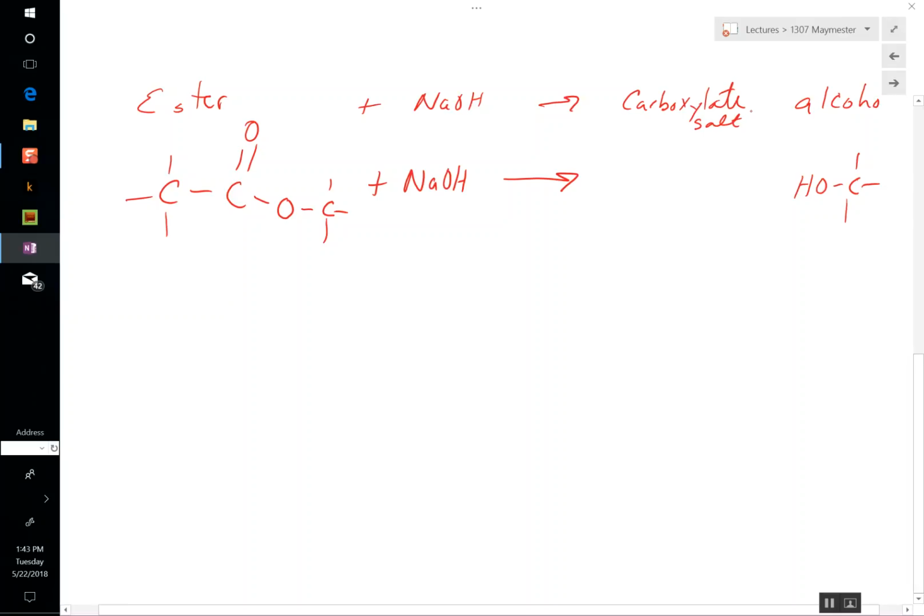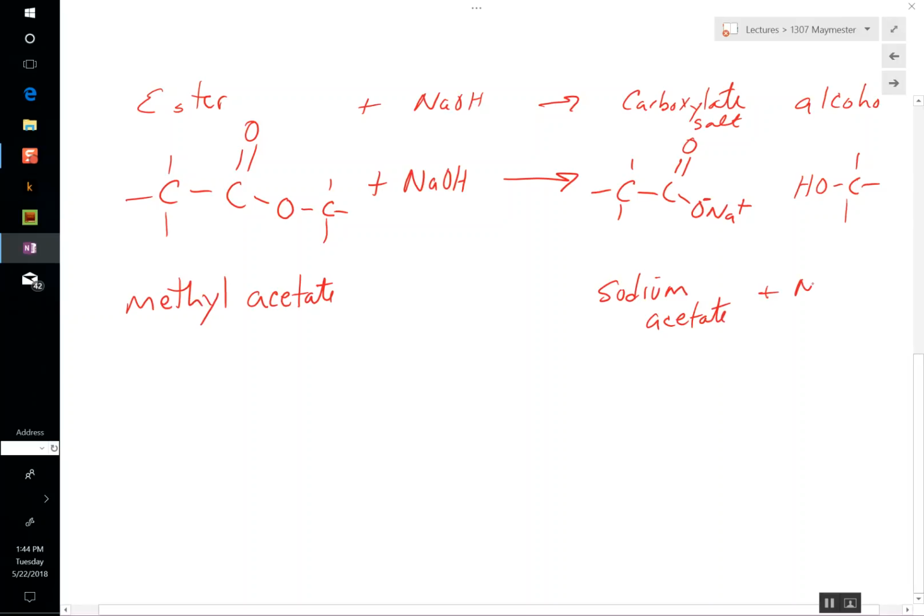So what are we going to get? What's left over? This thing and the sodium is what's left over. Sodium acetate. So methyl acetate becomes sodium acetate and methanol. This is saponification.